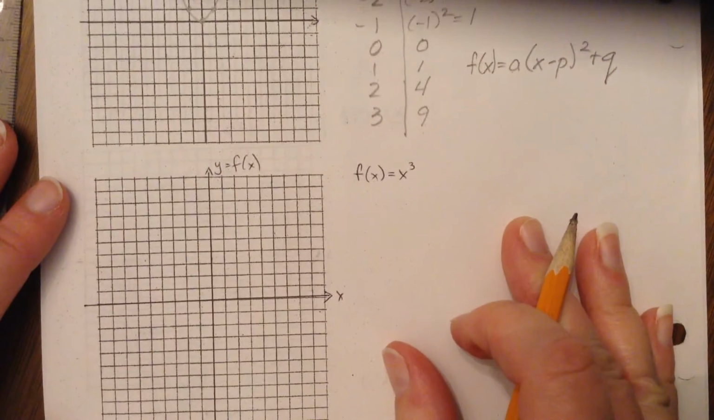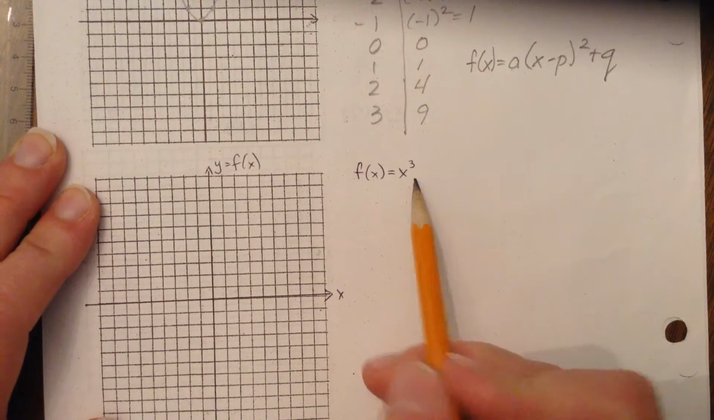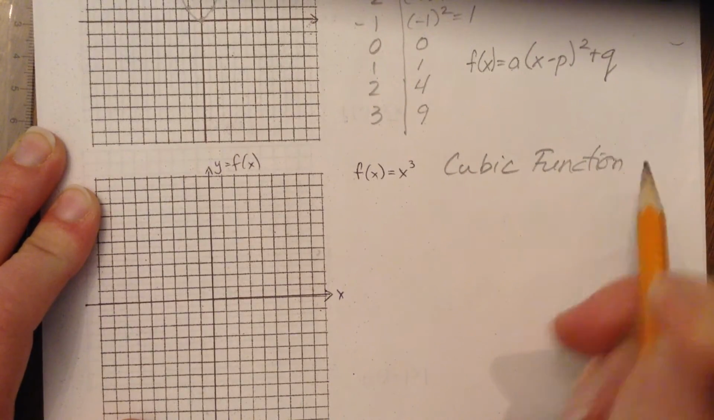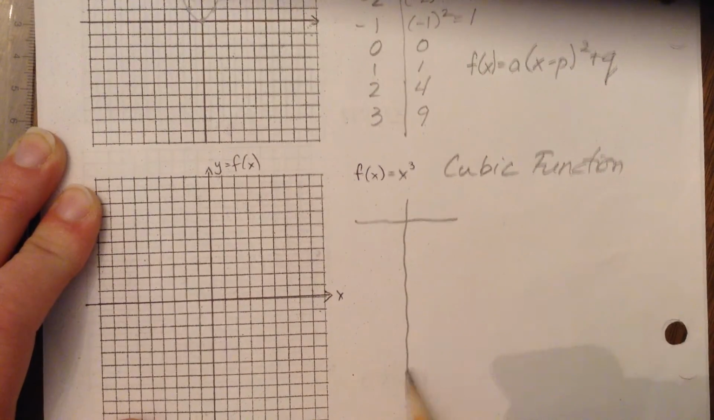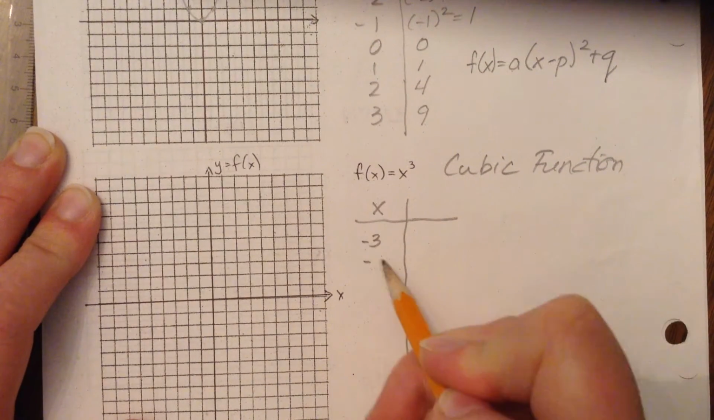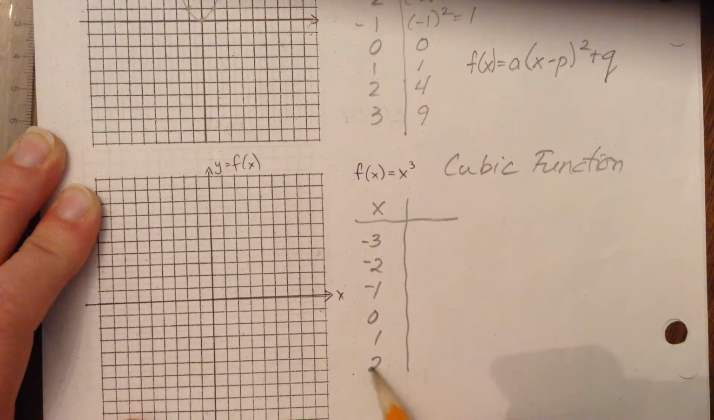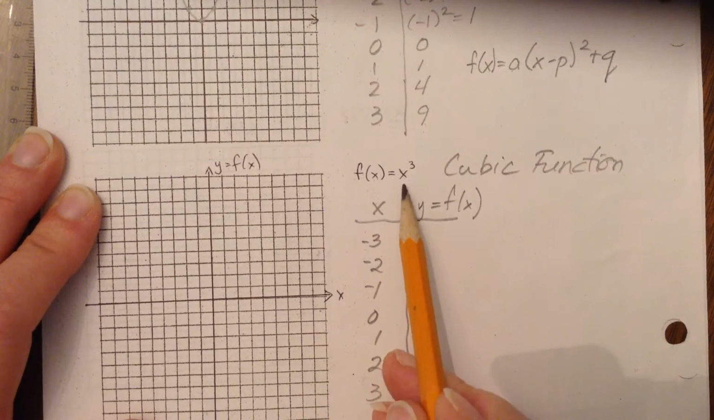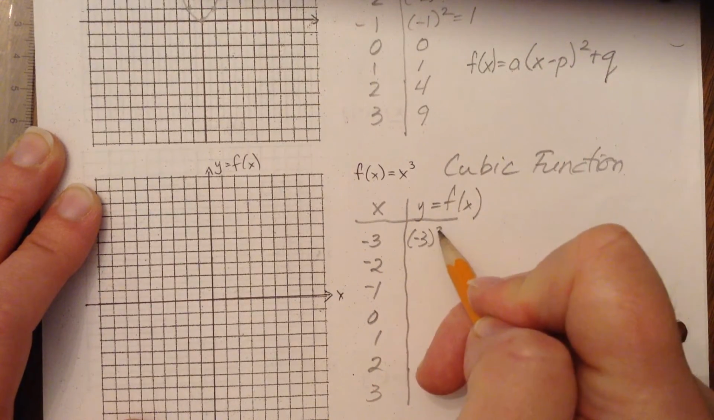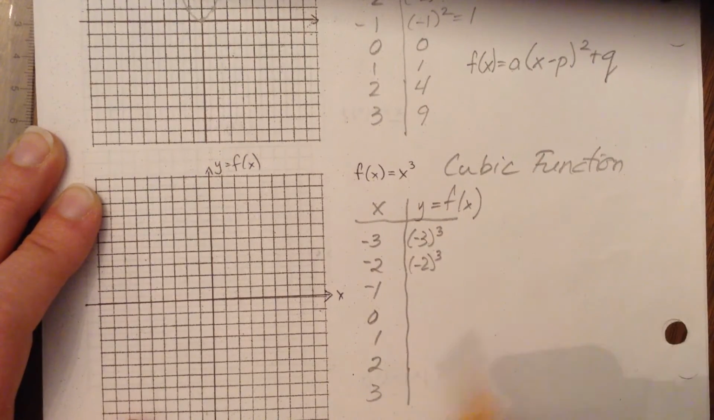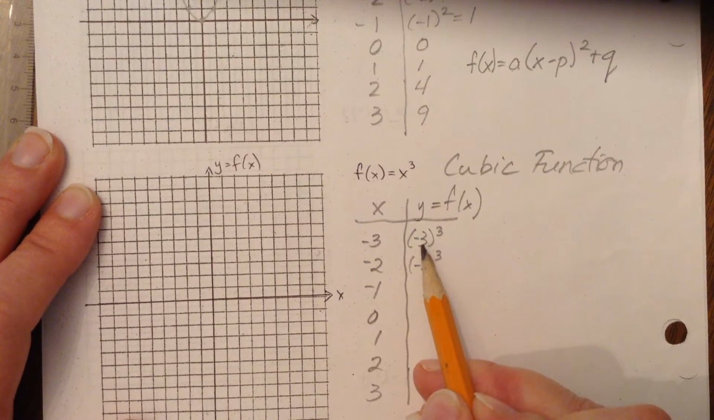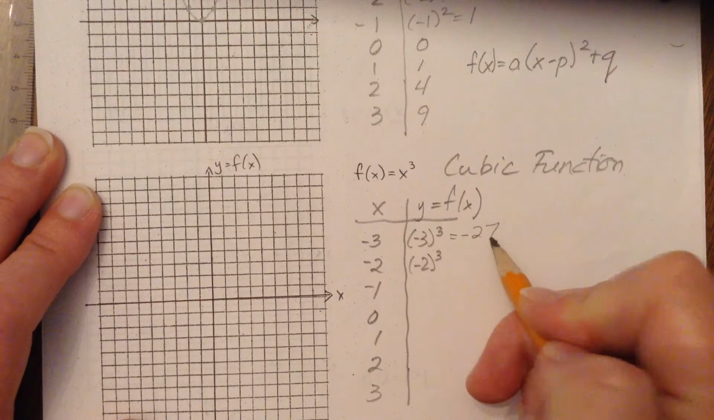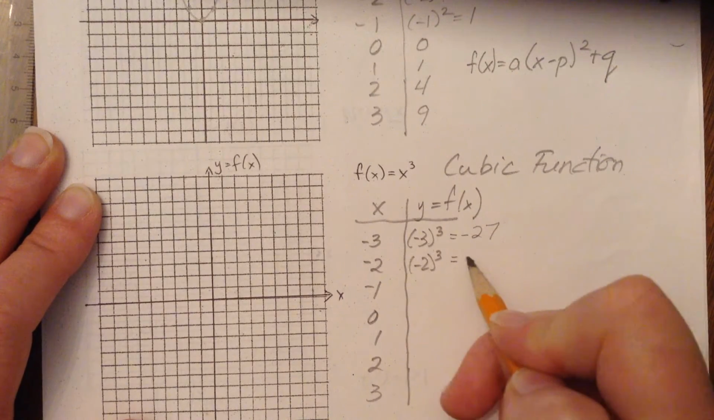Now here's one you might not have seen before, and this is f of x equals x cubed. This is called a cubic function. And again, to see its shape, we can just simply do a little table of values. I'm going to use the same one as I did above for the quadratic. So this is for x cubed. So now I'm going to cube each x value, which means to multiply the number by itself 3 times. So this would be -3 times -3 times -3, which is -27. -2 cubed is -8.